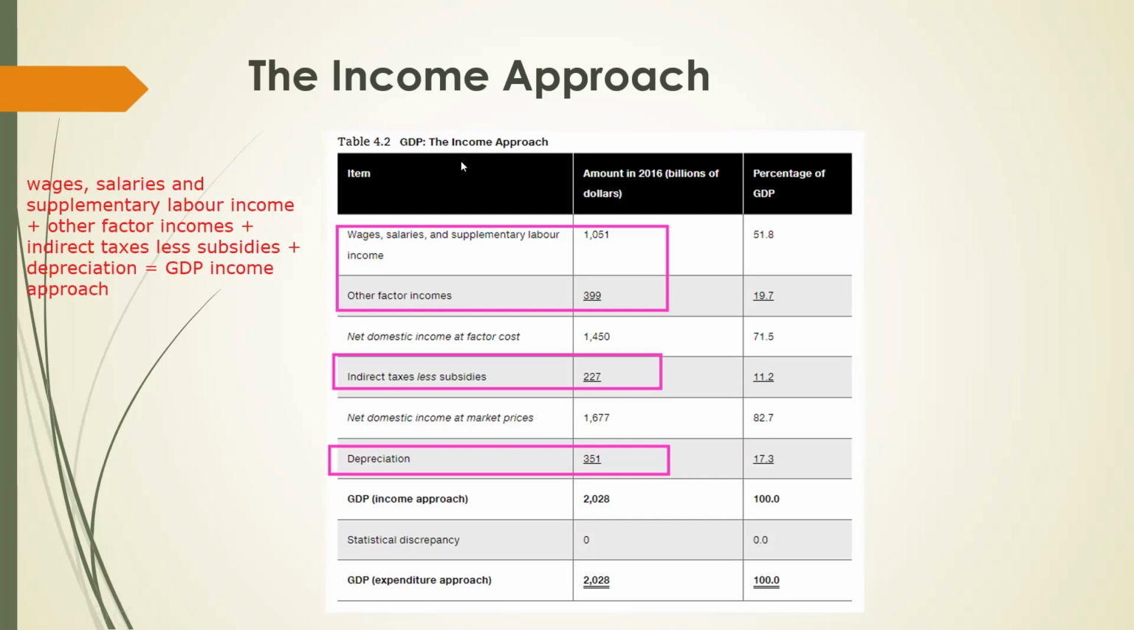So here we would add up the 1,551 here plus 399 plus 227 plus 351. Then we get 2,028 in billions of dollars. So yeah, good point brought up there.